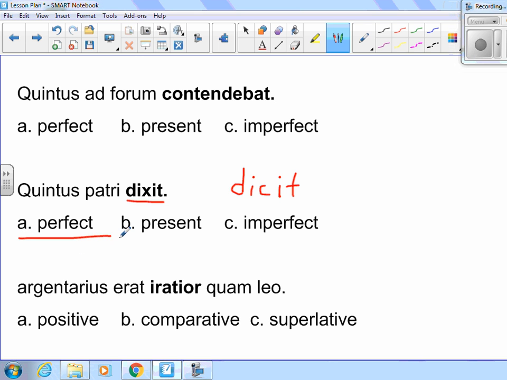Errantior. Is it a positive, comparative, or superlative? Does it have a double S, a double R, double L? It does not. So it is not my superlative. Does it have IOR? Yes, it does. IOR represents the comparative adjective.